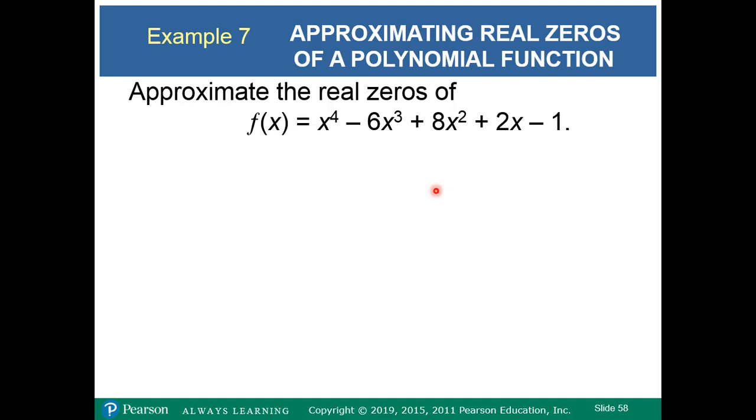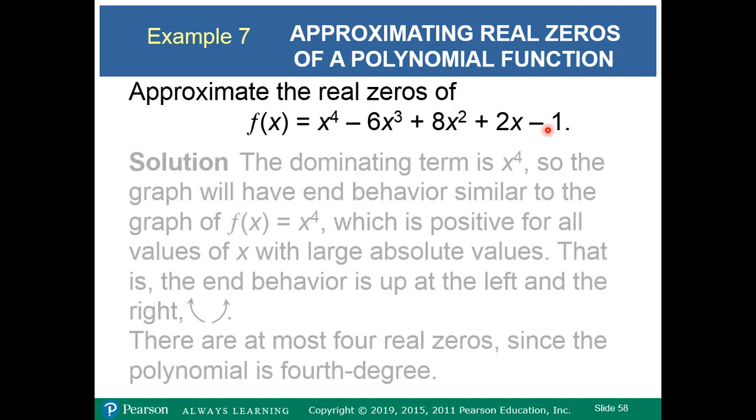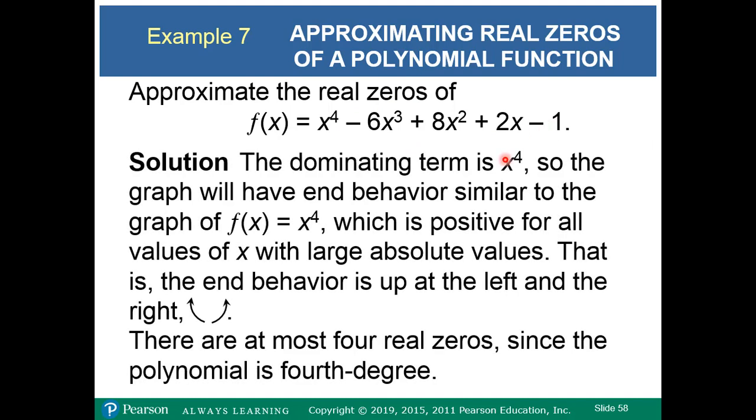Now here it says approximate the real zeros of this function. Okay, so let's do that. The dominating term is x to the 4th. So the graph will have end behavior that goes in the same direction, and it's positive. So it's going to look something like this. Both tails are going to go up on the left and the right.